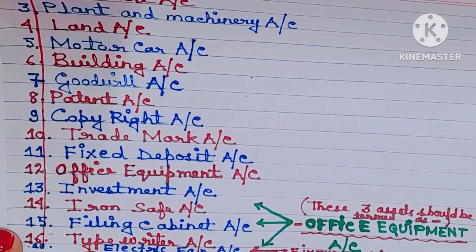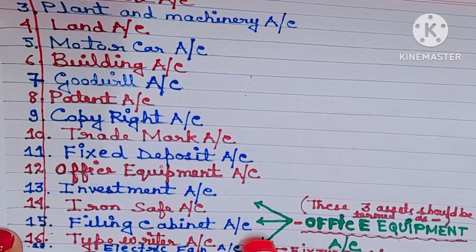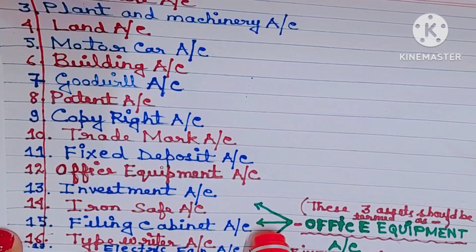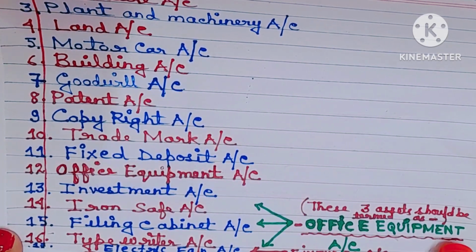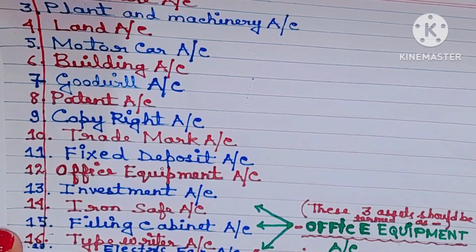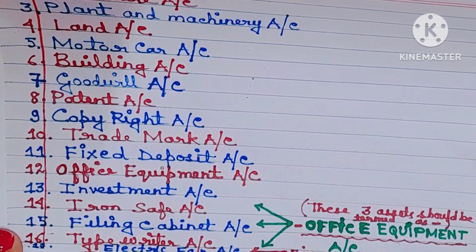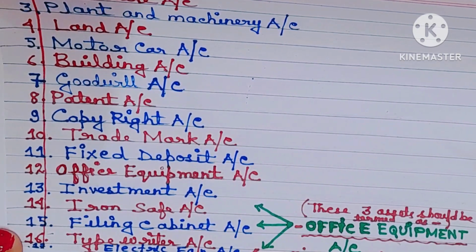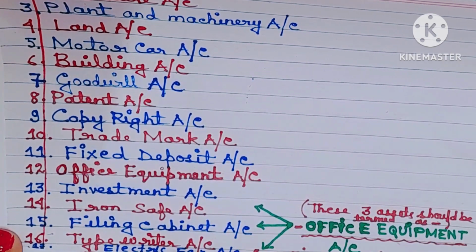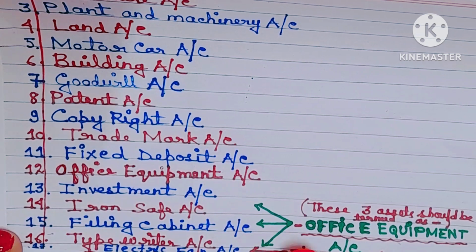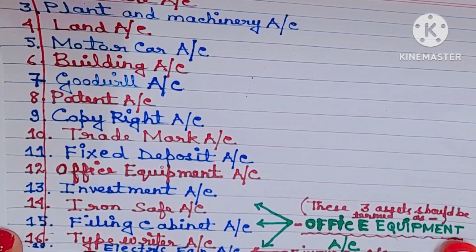Okay? You cannot write filing cabinet account in journal. Instead of filing cabinet account, you got to use the term office equipment. Understood? So, for example, filing cabinet is purchased for the business. You will write office equipment account debit to cash account. Instead of filing cabinet account, you got to write office equipment account.